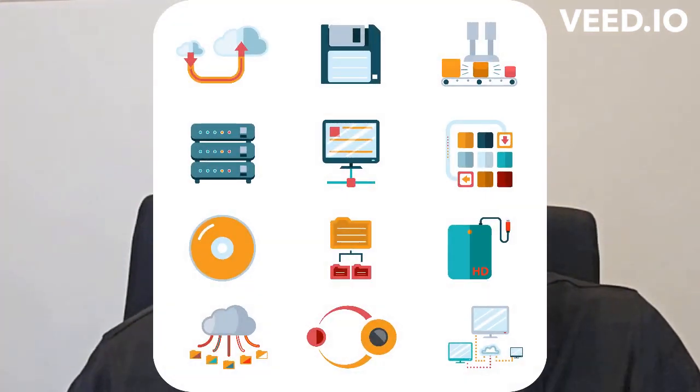Data at rest is computer data that is stored on some sort of device, like a computer server, a hard disk, a laptop, a database, a file hosting service, or even a data warehouse.